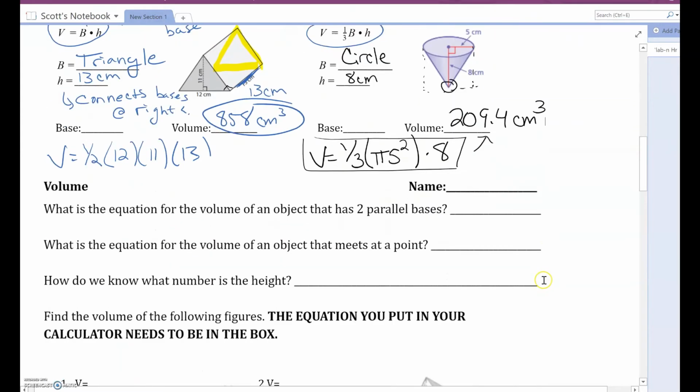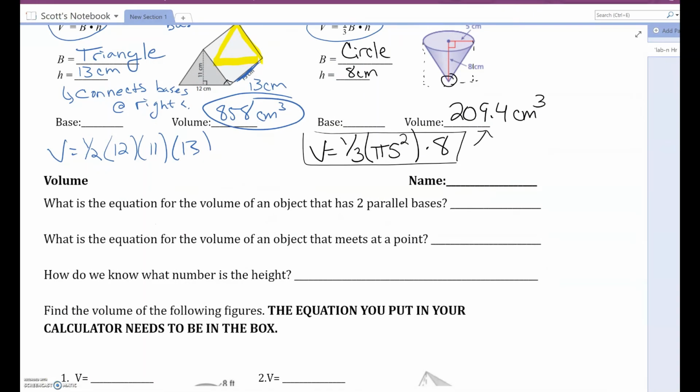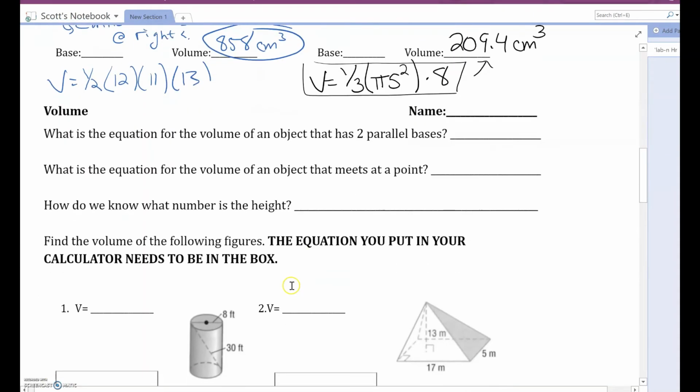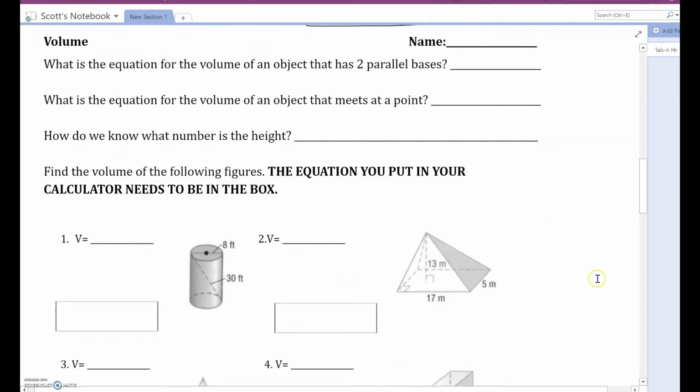Okay, if we move along on the back, what is the equation for volume? That's two bases, so volume equals area of the base, big B, times the height of the prism. Meets at a point, volume equals 1/3 area of the base times the height. How do you know what number is the height? These are perpendicular, which means you're looking for that 90-degree angle.